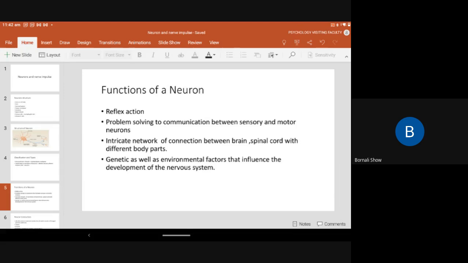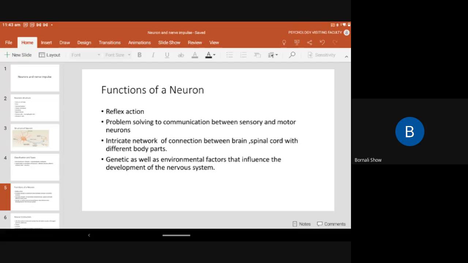Now, the next important function is problem solving, or communication between the sensory and the motor neurons. By seeing any danger, the message immediately goes to the brain that yes, there is a problem here, or there is a risk situation. So, we have to take immediate action for the risk situation.